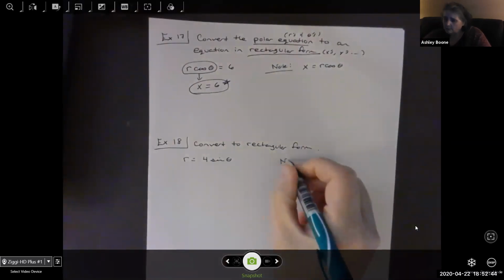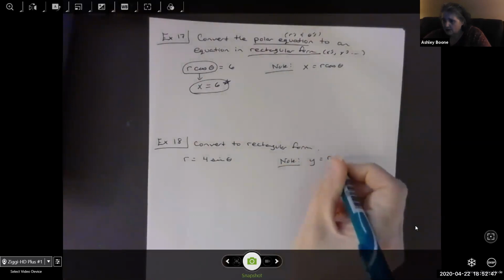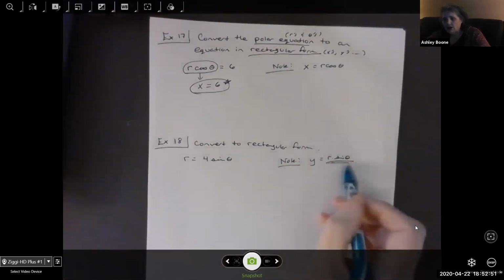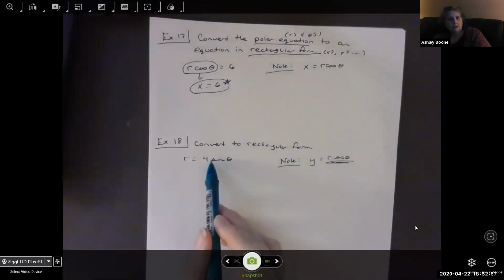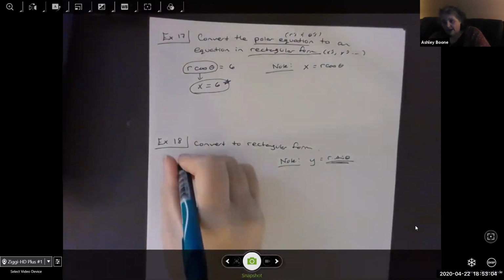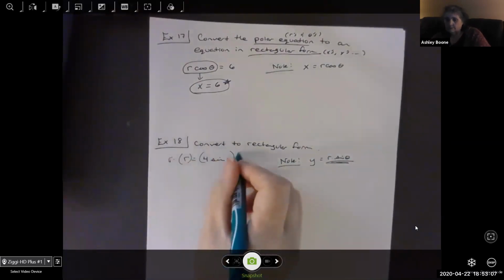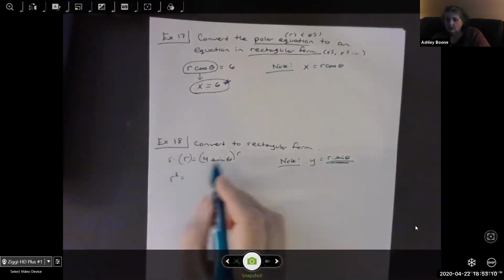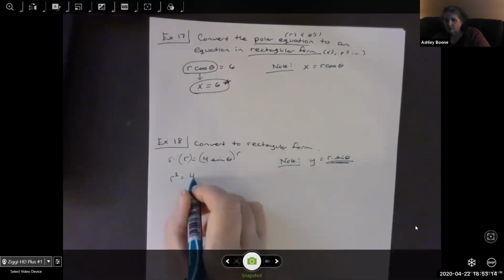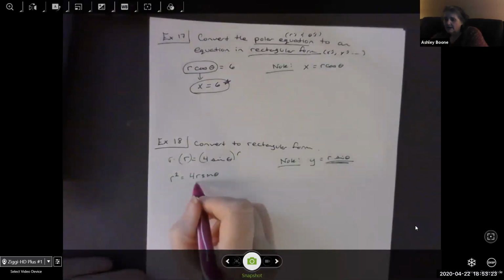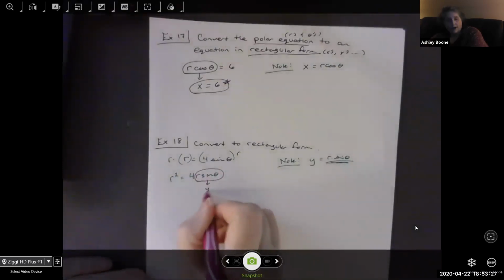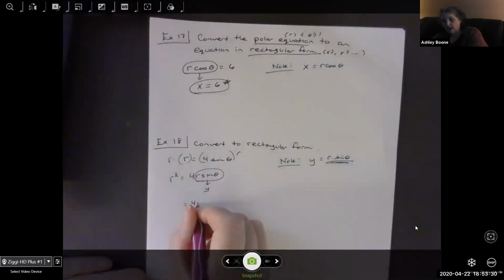Now, we know that y is equal to r times the sine of theta. So if we had an r sine theta, we'd be golden for the y. Notice I don't have an r here, okay? But I could get an r. We could multiply both sides of this by r. And what we would get would be r squared equals 4 times sine theta times r, which is the same as 4 times r times sine theta, okay? So when we look at this, we automatically see that the r times sine theta is a y. So over here, we have a 4 times y.